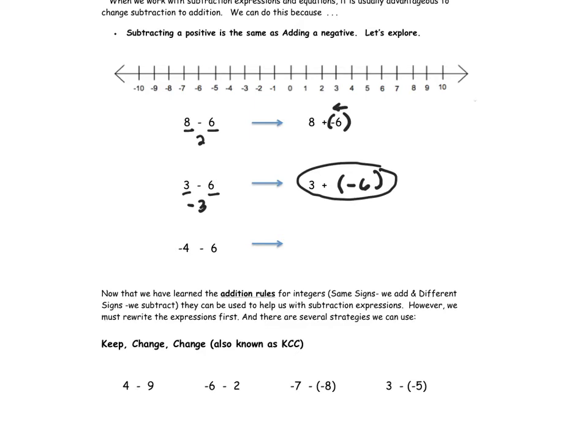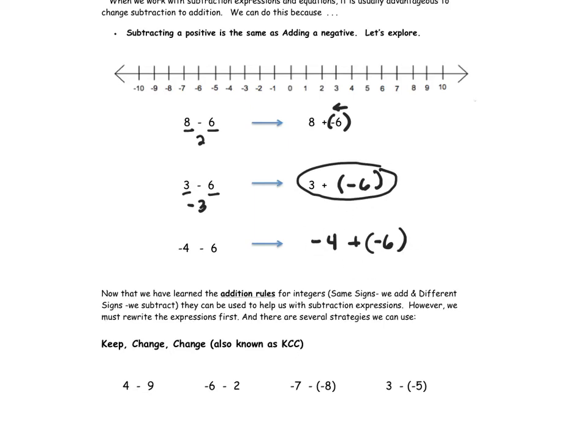I see negative 4 take away 6, and this is really uncomfortable because this is all new to us. But based on what we did before, we can rewrite this as negative 4, what we started with, plus negative 6. And that's because subtracting a positive, or taking away a positive 6, is the same thing as adding a negative. So we're adding a negative 6. Now that we've learned our integer rules, this side actually might be more comfortable for us.